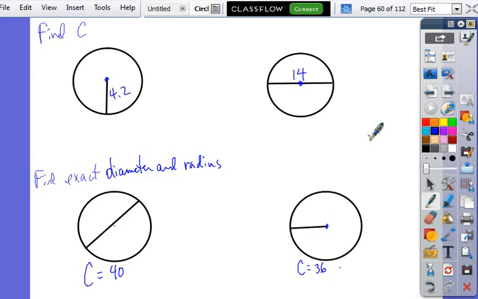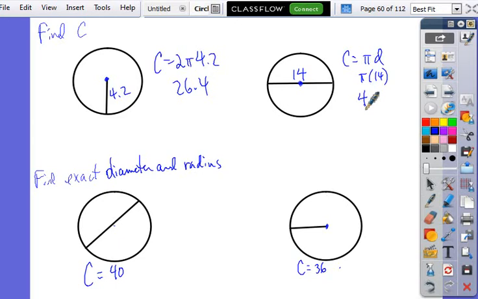Reviewing the stuff from yesterday, this would be 2 pi 4.2, 2 pi r. So what is that right there? Y'all supposed to have done this. What's the answer? 26.4. Right. If I go to this one and they give me the diameter, I'm just going to do pi times d. So pi times 14 is 43.9. All right, we should have no questions with that right there.